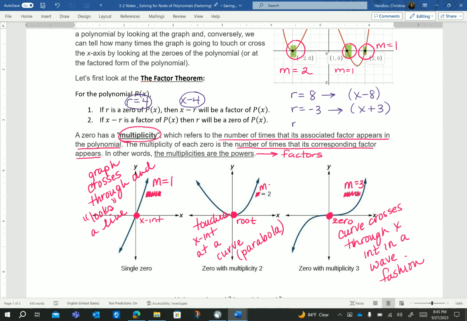I'll do it one more time. If r is a 7, okay, it will be x minus 7. All right, so that's how you write the factor. So option number 2 is just telling you to go backwards. So you're basically going backwards. They can give you a factor and you can come up with the root.